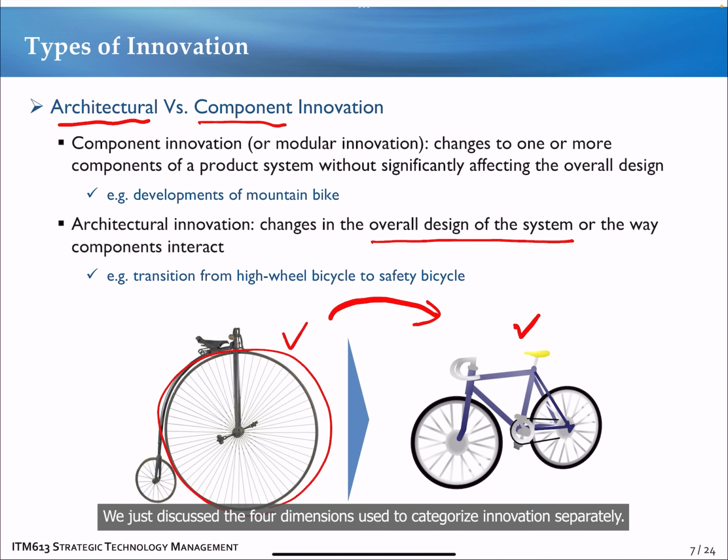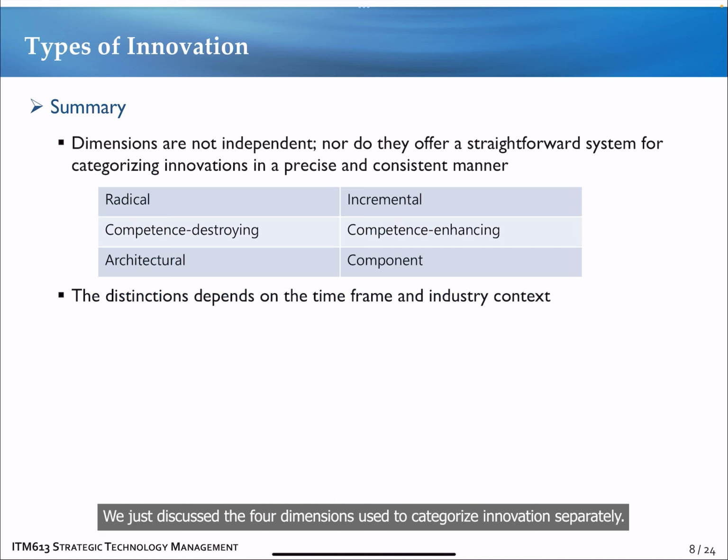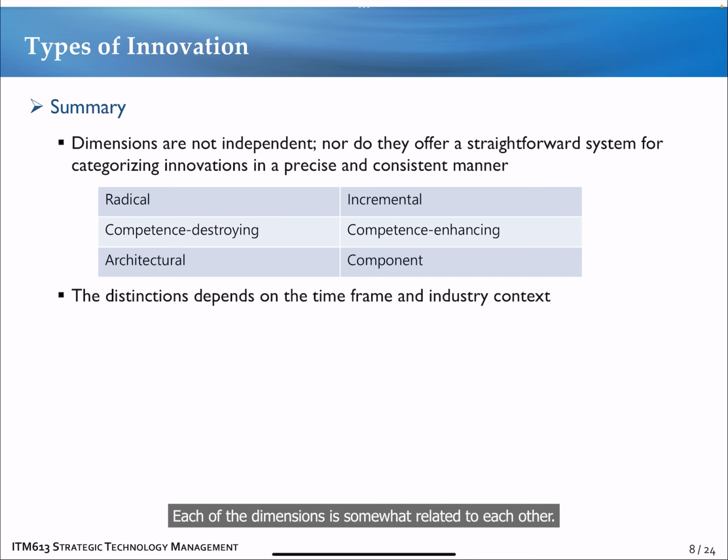We just discussed the four dimensions used to categorize innovations separately. However, the dimensions are not actually independent. Each of the dimensions are somewhat related to each other. For example, architectural innovations are often considered more radical and more competence destroying. However, this does not always hold true.